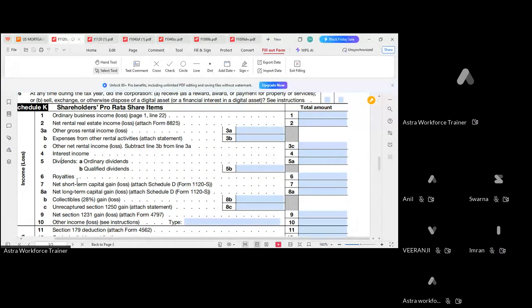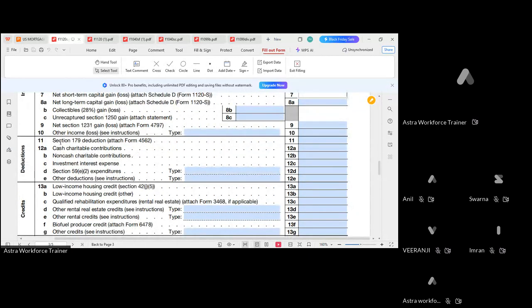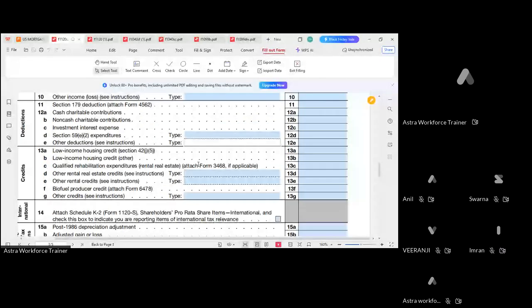And this is for the net short term and long term capital gain, you guys know. So we can check in Schedule D. Mostly if it is available, we can check in Schedule D, and for 1120 years also we can check, or else it is not required. If it is not available, no need to check everything. These are the deductions for the borrower which they are getting, and the credits.